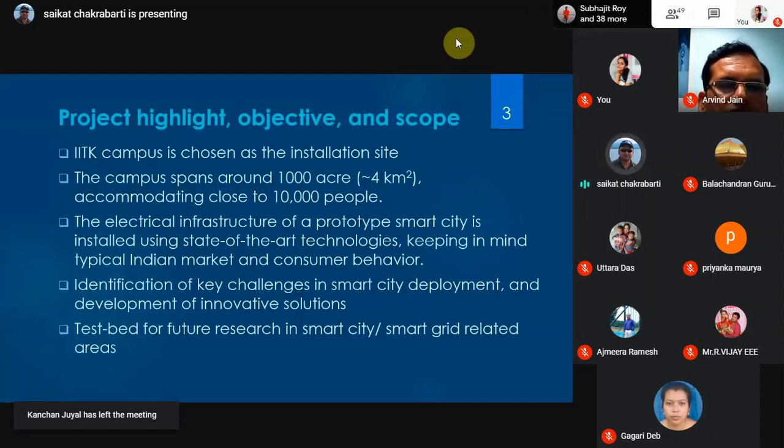And this pilot is working as a test bed for research and development activities, and it is a training platform also for utility engineers and academicians. We have an MOU with the Ministry of Power. We conduct training programs 2 times every year.